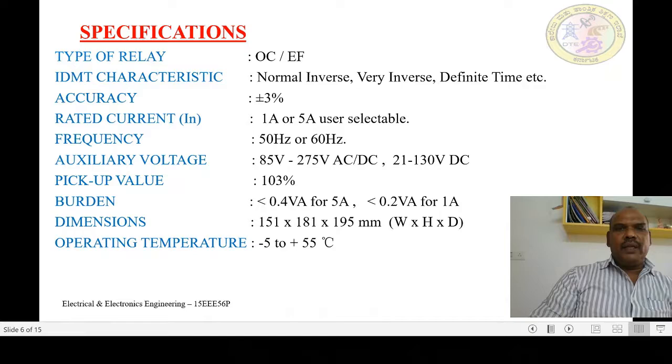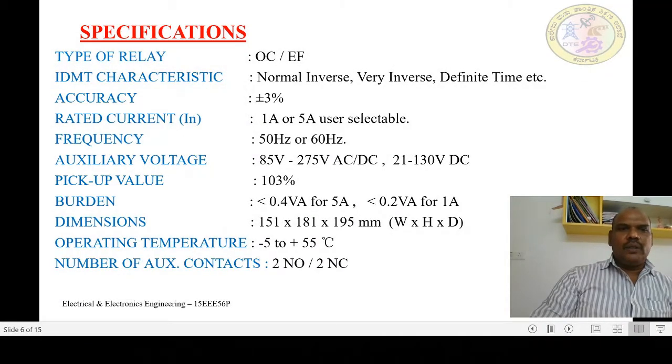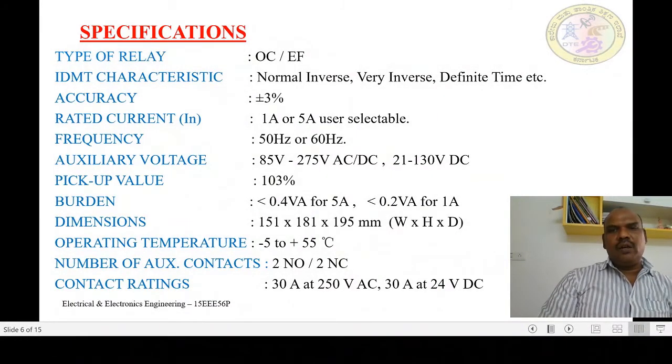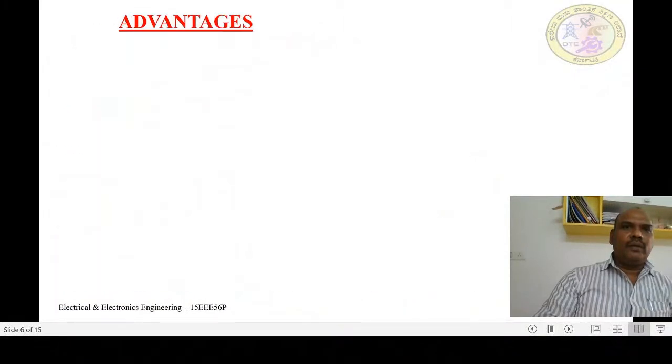Operating temperature -5 to +55 degrees centigrade. Number of auxiliary contacts, it is given as 2 NO and 2 NC contacts. Contact rating, you can carry 30 amps at 250 volts AC or 30 amps at 24 volts DC. So these are the typical specification of a numerical relay. Now let us see the advantages of numerical relay.